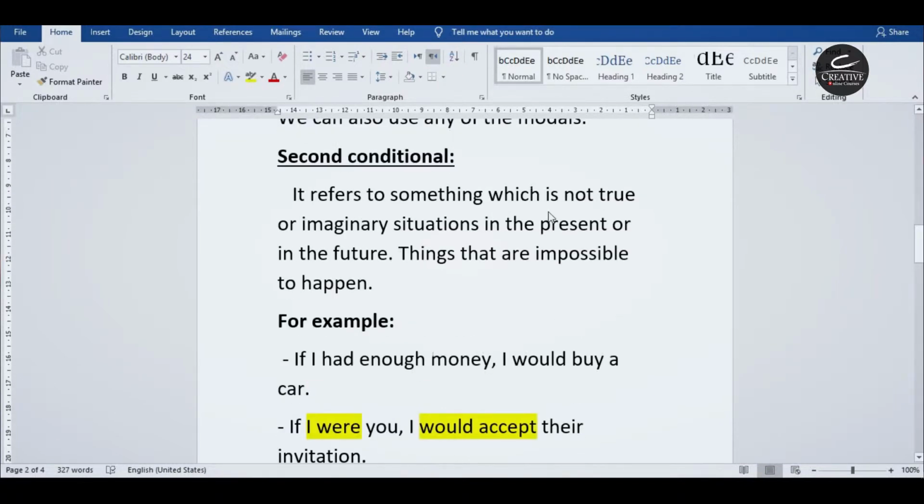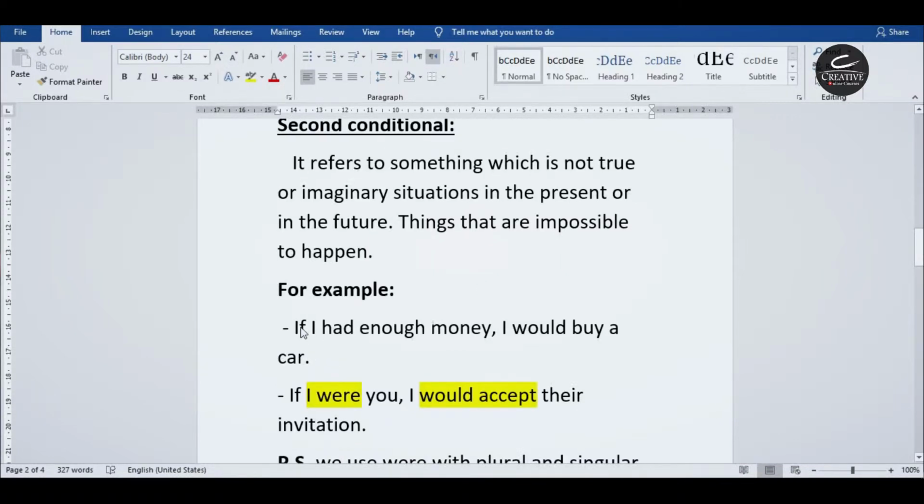So let's move to the second conditional of if. Okay, we use it if we want to talk about something which is not true, or something which is impossible to happen, or impossible to be fulfilled. Okay, it's an imaginary situation. We cannot fulfill it even in the present or in the future. Okay, so for example here, if I had enough money, I would buy a car. In this case, he wishes to have money, but actually he doesn't have. Okay, so this is an imaginary situation.